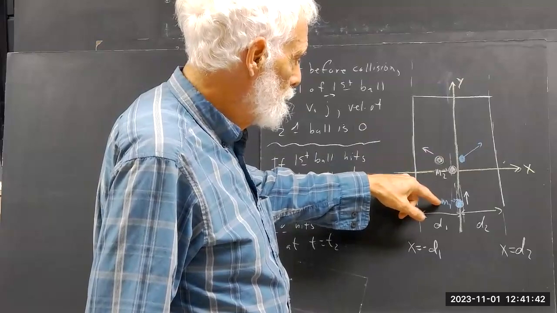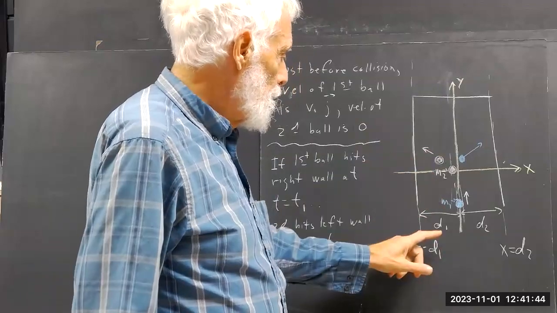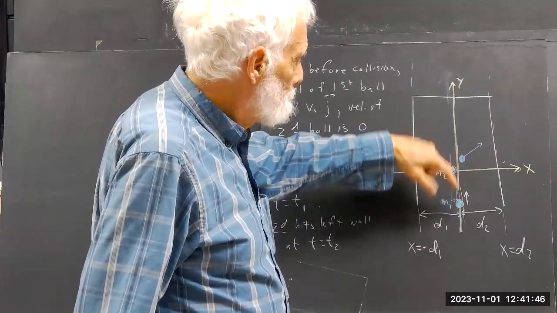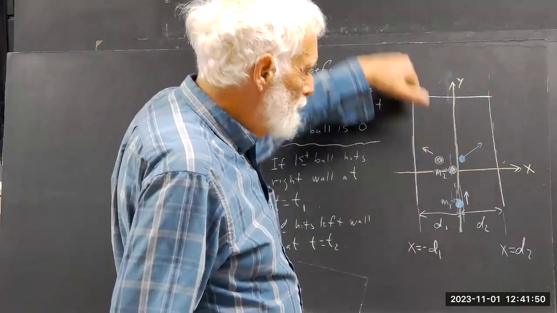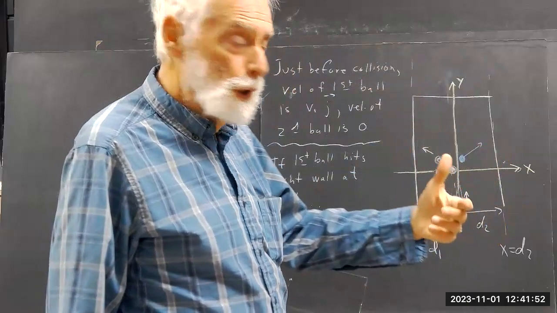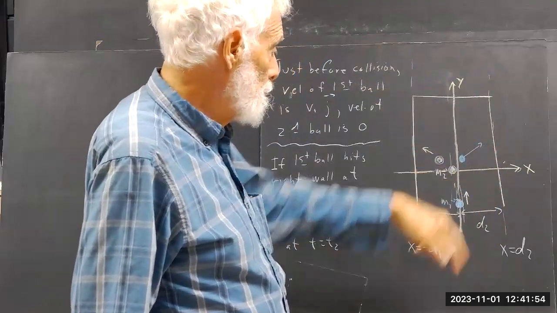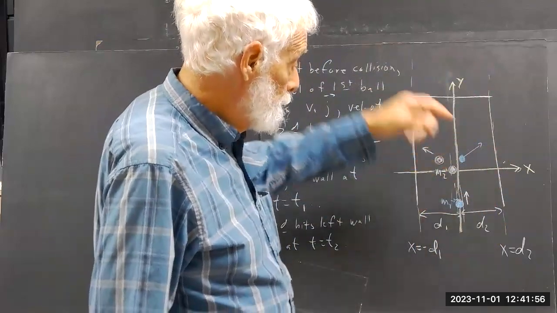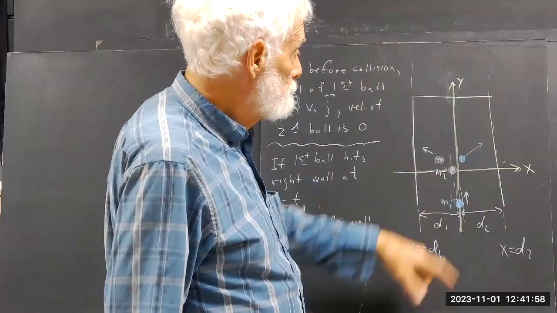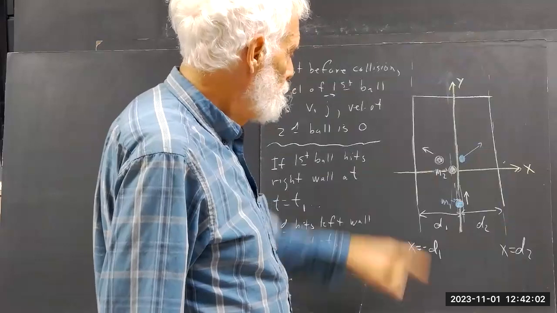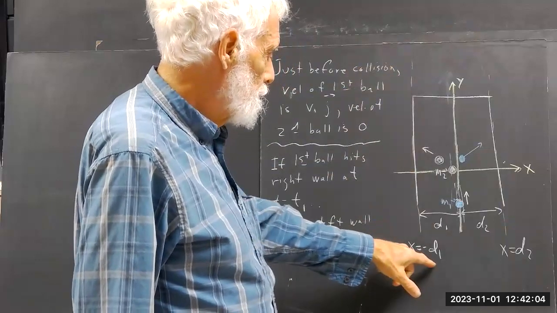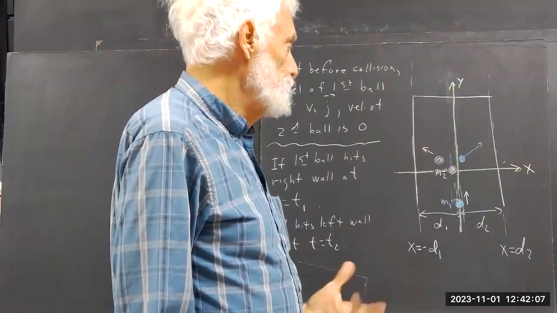Mass of this ball is M1. Mass of this ball is M2. These are the distances from the y-axis to each wall, and each wall is parallel to the y-axis. I didn't do a good job of making that parallel, but there it is. This wall goes along the line x equals d2. This wall along the line x equals negative d1.